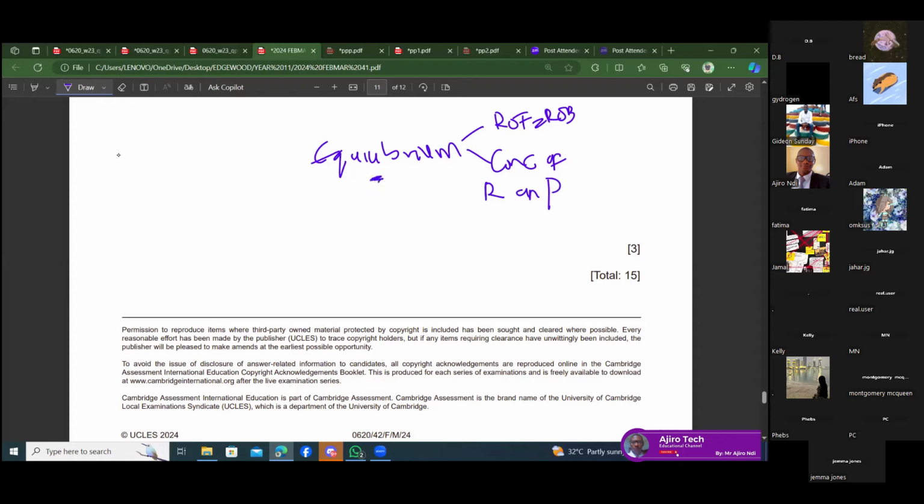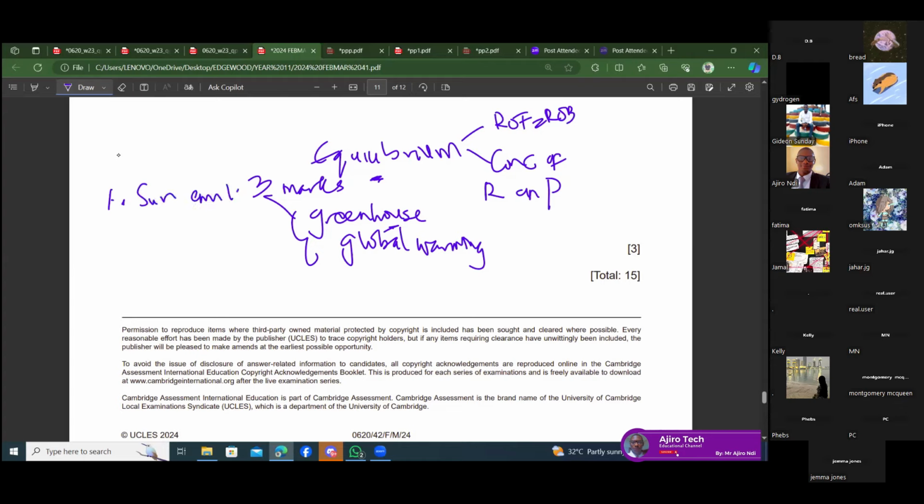Now, the other question that most students found difficult was explaining how greenhouse gases cause global warming. Yes, this is one area in the examiner's report that students failed woefully. I'm going to teach you how to answer this. This was for 3 marks. Explain how greenhouse gases cause global warming. So for the first mark, talk about the fact that the sun emits thermal energy to the earth.